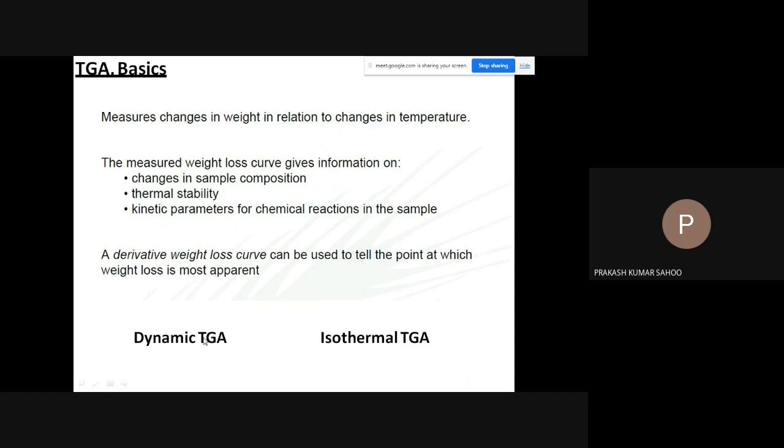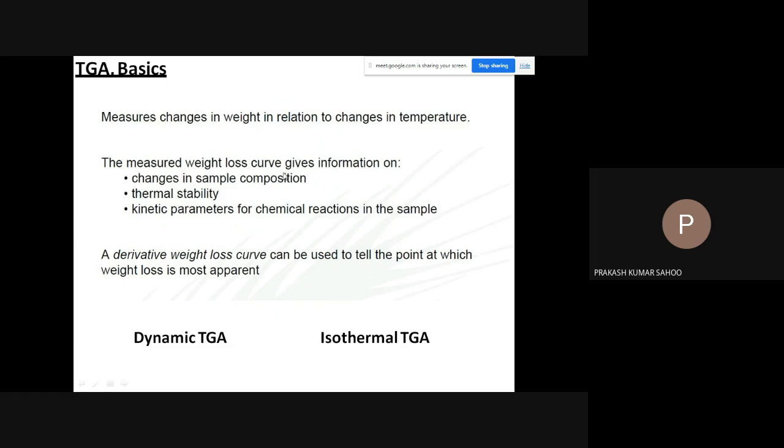This is dynamic TGA, that means temperature will vary. This is isothermal TGA, that means at constant temperature. We have two types. When the temperature changes, it is dynamic. When the temperature remains constant for a particular compound, then this is known as isothermal. This TGA measures changes in weight in relation to change in temperature.